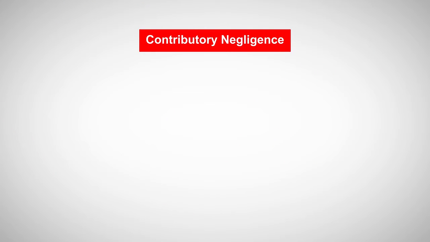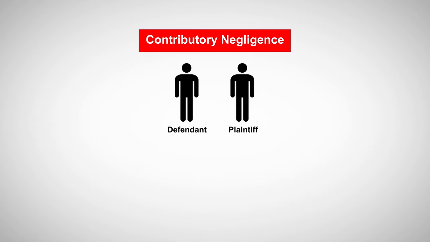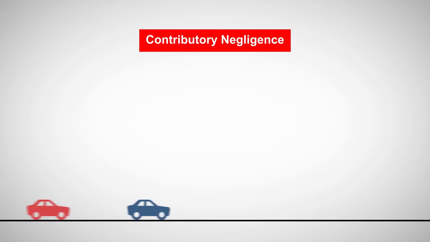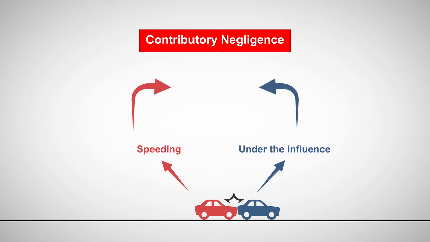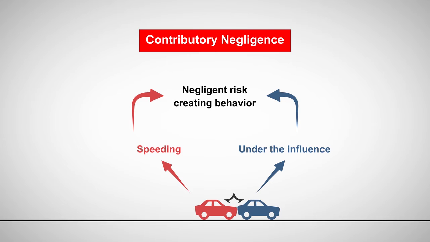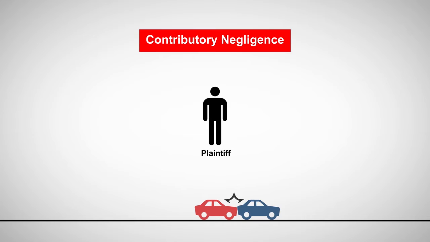Contributory negligence. When an injury occurs, both the defendant and the plaintiff can be at fault. For example, in a car accident between car A and car B, car A's driver was speeding and car B's driver was driving under the influence. Both drivers are engaged in negligent, risk-creating behavior. The negligence on the part of the injured plaintiff is called contributory negligence.